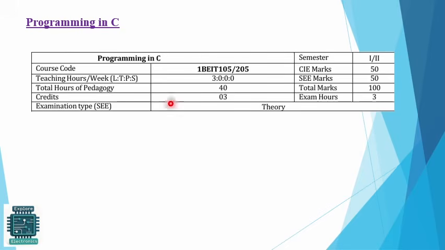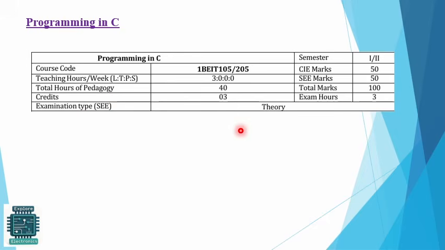Let us start. The subject name is Programming in C and the course code is 1BEIT 105/205 and the total marks allotted for this subject is 100. It is divided into two, that is 50 marks for CIE, that is continuous internal evaluation. It includes internal assessment marks plus activity points. And SEE, that is semester end examination, it's for 50 marks. The total exam hours is 3 hours and the total grades for this subject is 3.